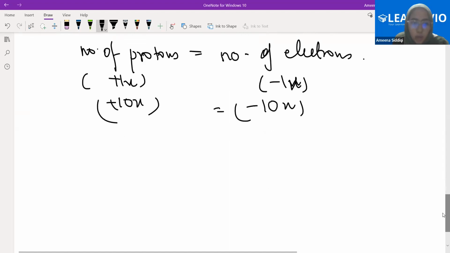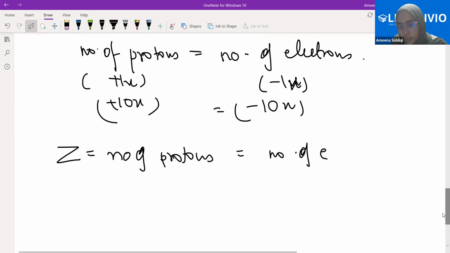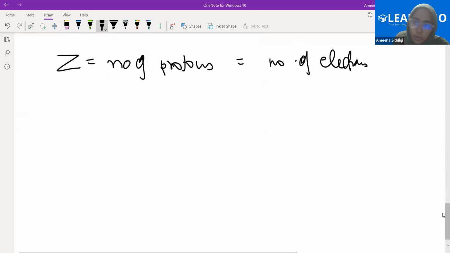So therefore, the atomic number, which is Z, tells me the number of protons and also tells me the number of electrons. Very good. Now, how do I get to know the number of neutrons?